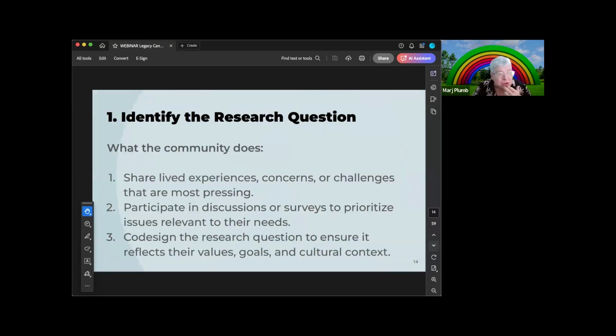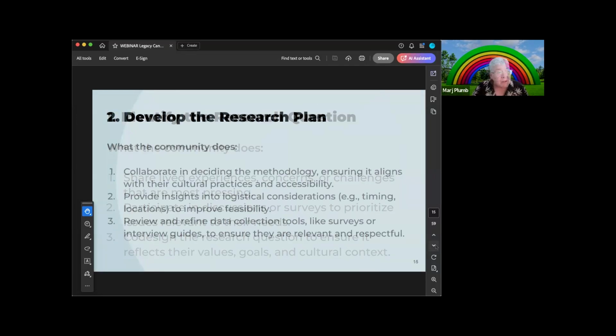Identifying the research question: the community shares their lived experiences and concerns, participates in discussions, and co-designs the research question to ensure it reflects their values, goals, and cultural context. In this particular study, that is what occurred. The researchers and community members worked together to identify what was most important to answer. Next slide.